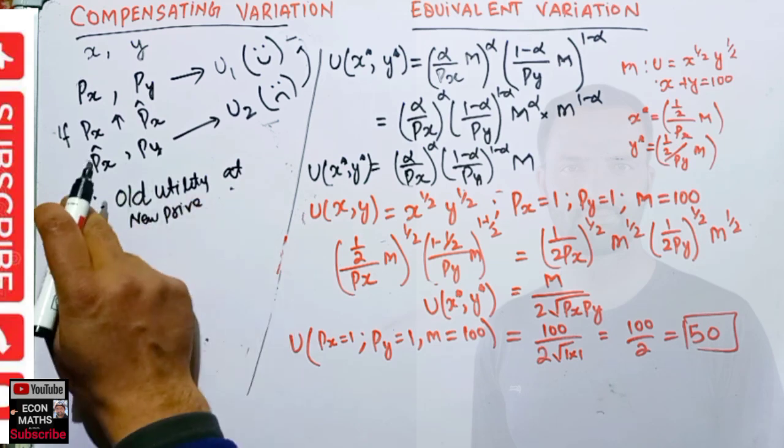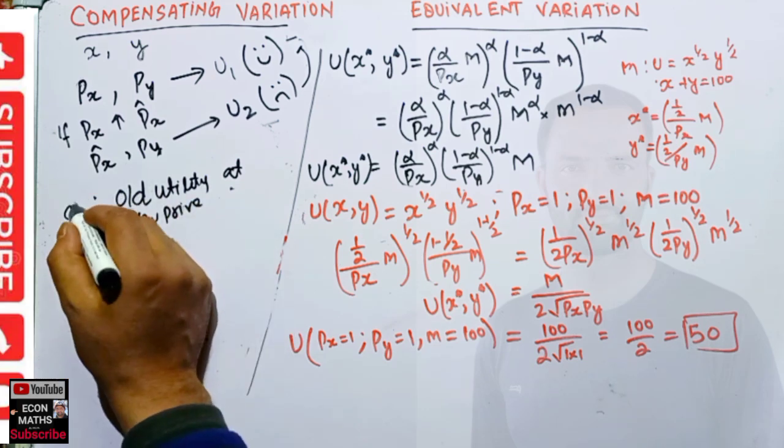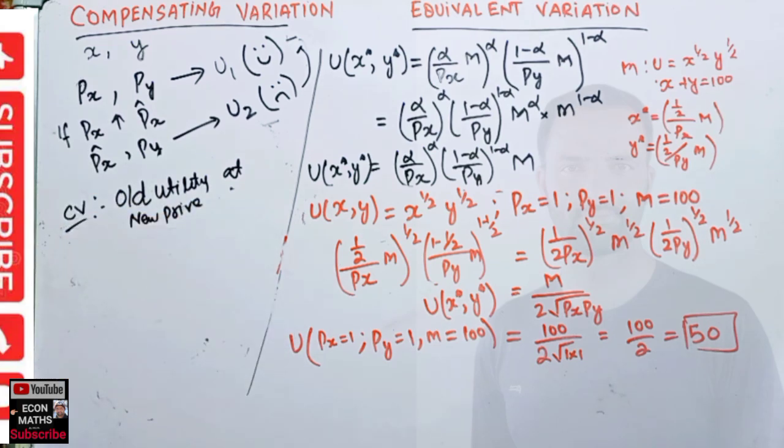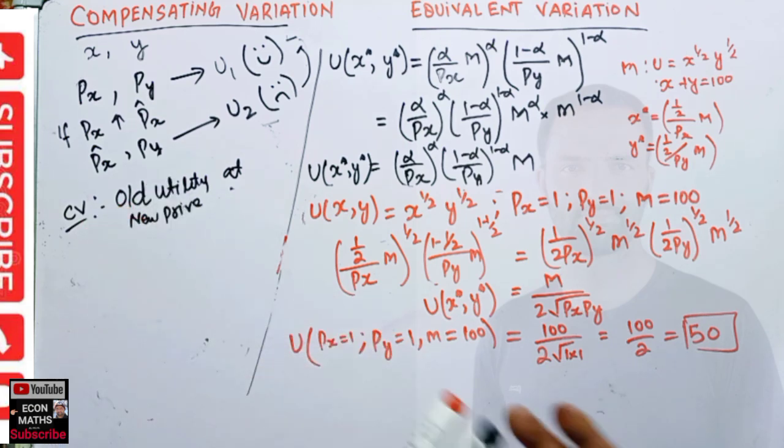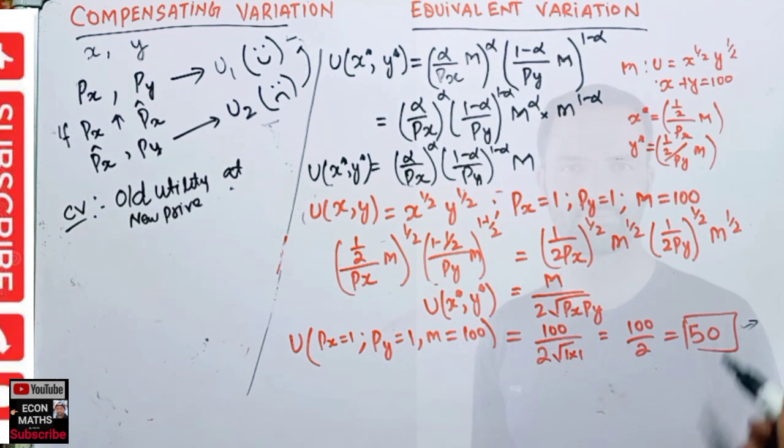Okay, this is actually compensating variation I am talking about. When we set old utility at new price, we get the compensating variation. That is the amount of money that we need to give to the consumer so that he feels as happy as he was earlier. Okay, now we have seen originally the consumer was getting this very level of utility.